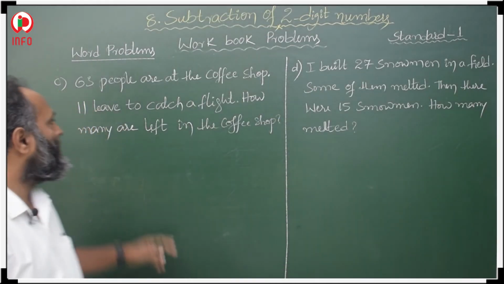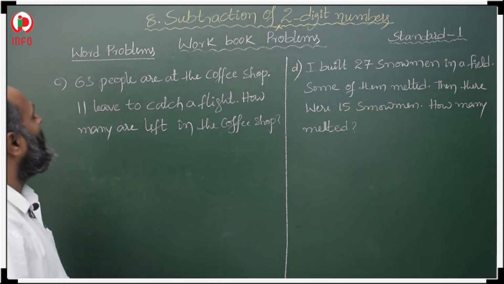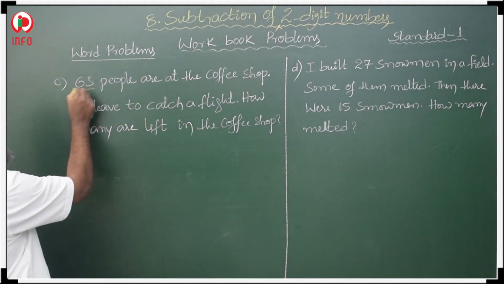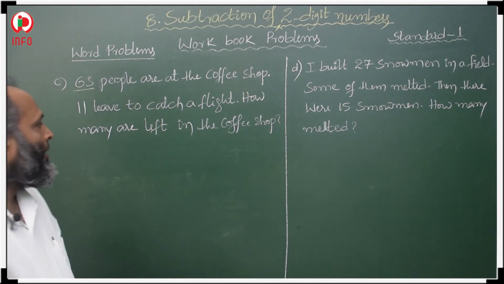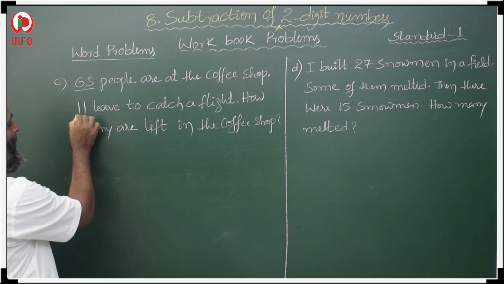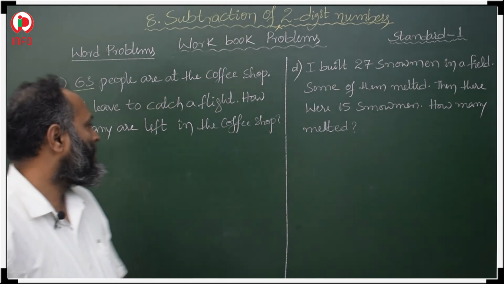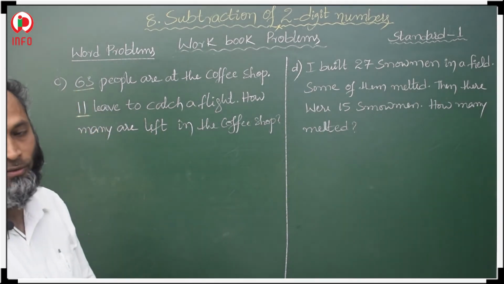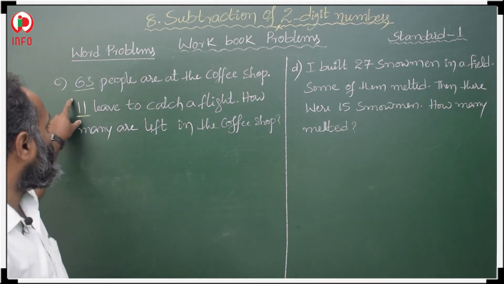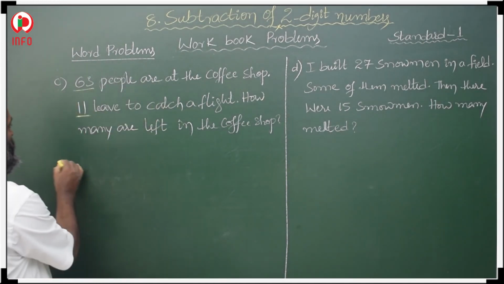Next question, see. 63 people are at the coffee shop, and 11 leave to catch the flight. How many? 11 people leave to catch the flight. Then how many are left in the coffee shop? Left means minus. So from the total people, how many are left, that we have to subtract. Then you will get how many are left. Okay.